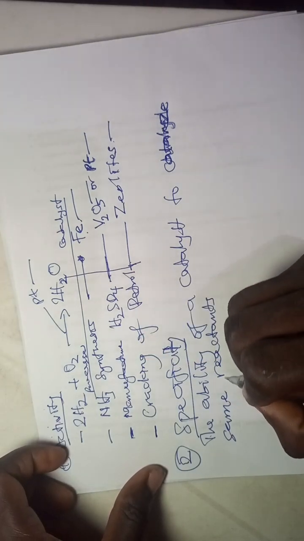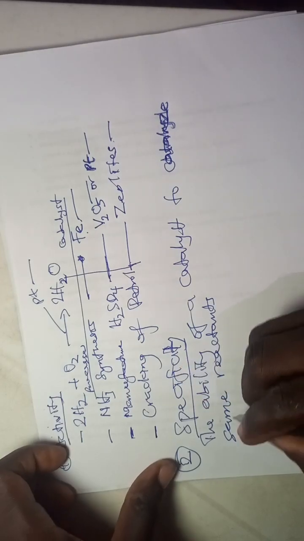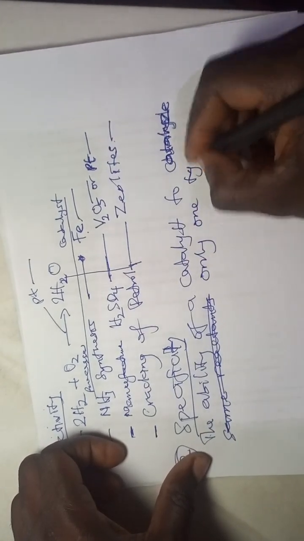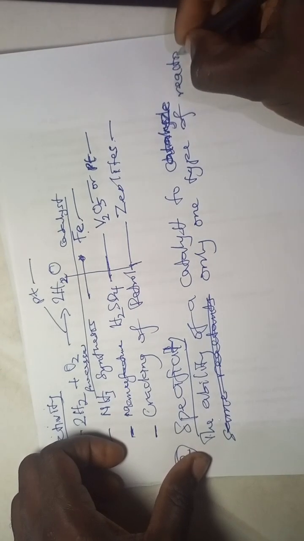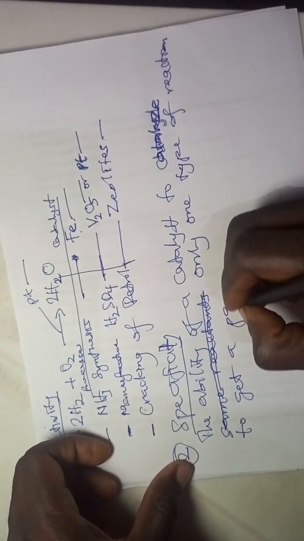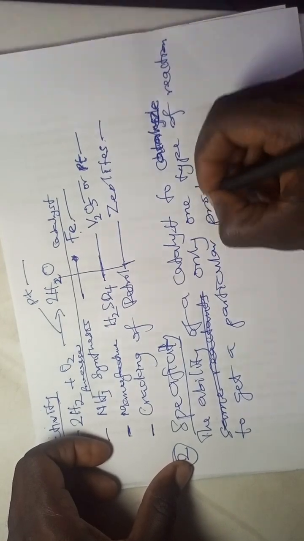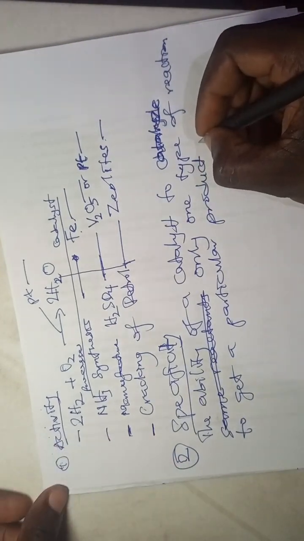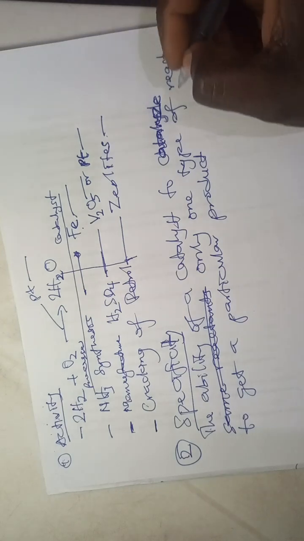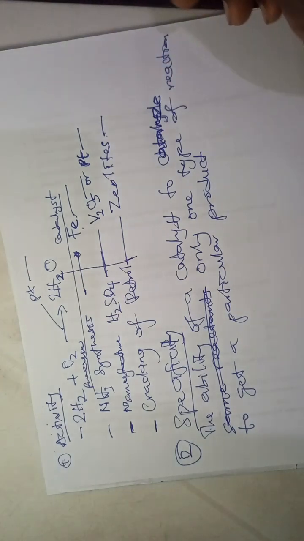The ability of a catalyst to catalyze only one type of reaction to get a particular product. I hope you can see my handwriting. I think it is visible to you. This actually means you want to get a particular product from a reactant, so you use a particular catalyst to catalyze that reaction.